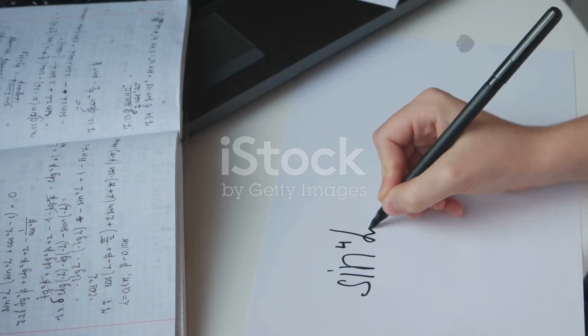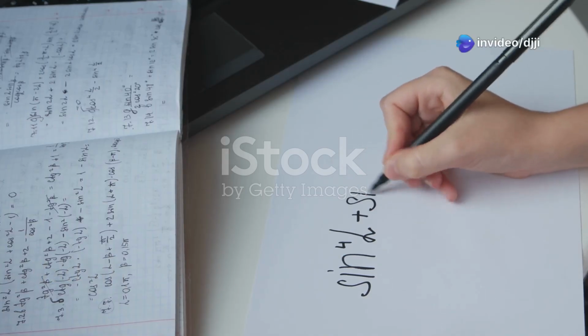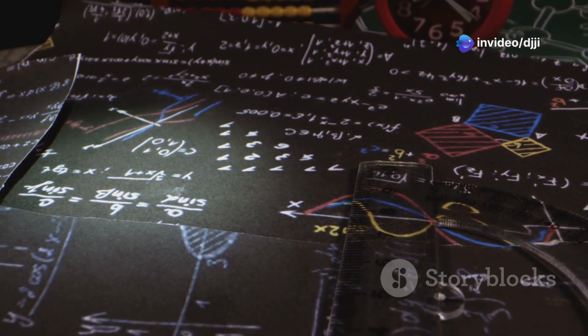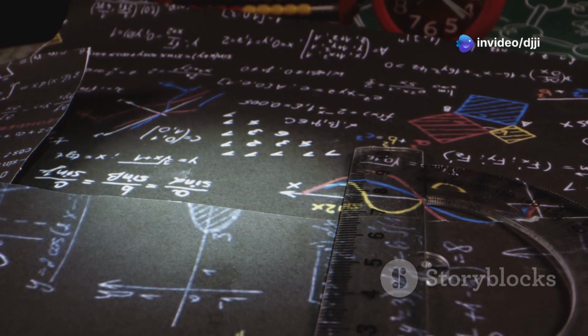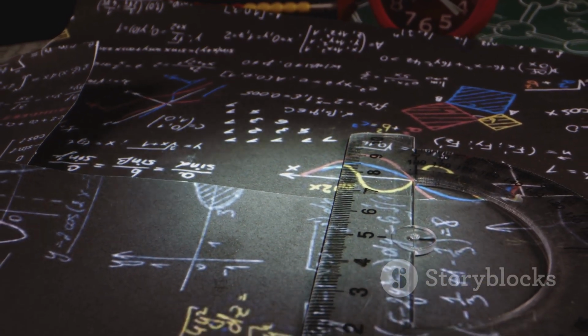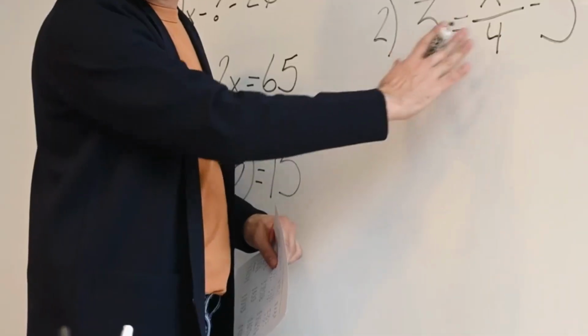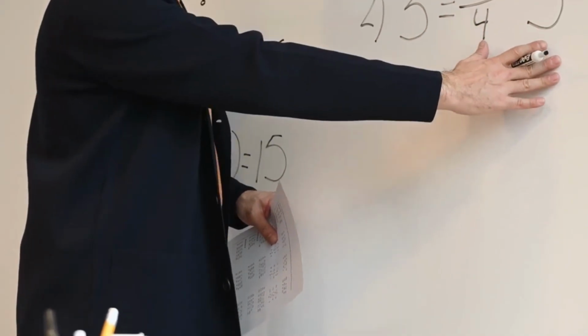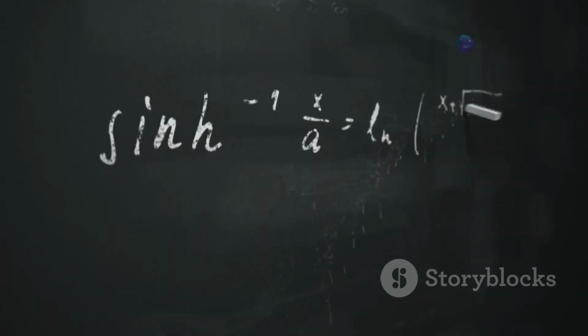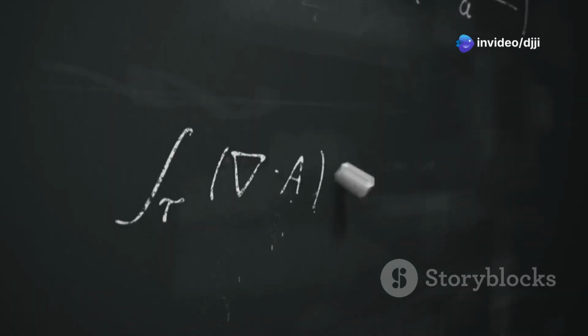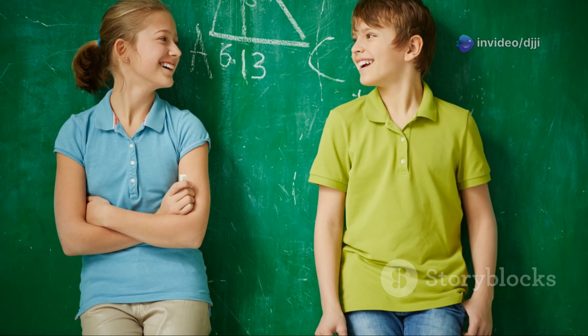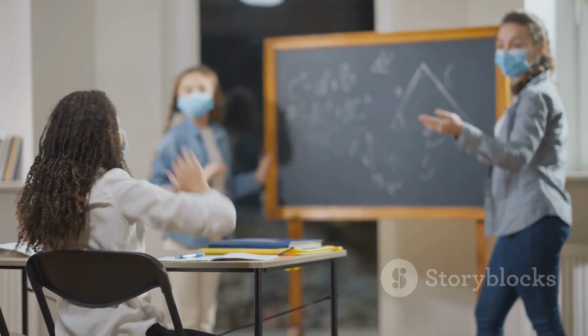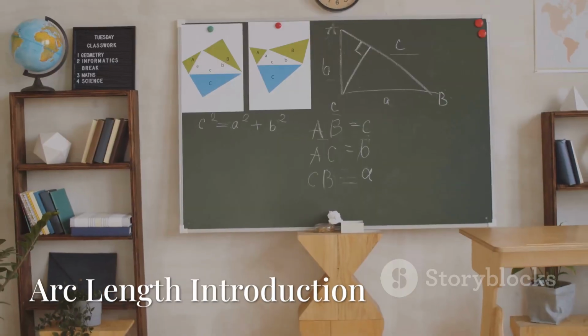Then, simplify the result to find the equivalent angle in degrees. For example, if we want to convert pi over 3 radians to degrees, we start with the angle in radians, which is pi over 3. Next, we multiply by 180 over pi. So that's pi over 3 times 180 over pi, which equals 180 divided by 3. Simplifying that, we get 60 degrees. Therefore, pi over 3 radians is equal to 60 degrees.